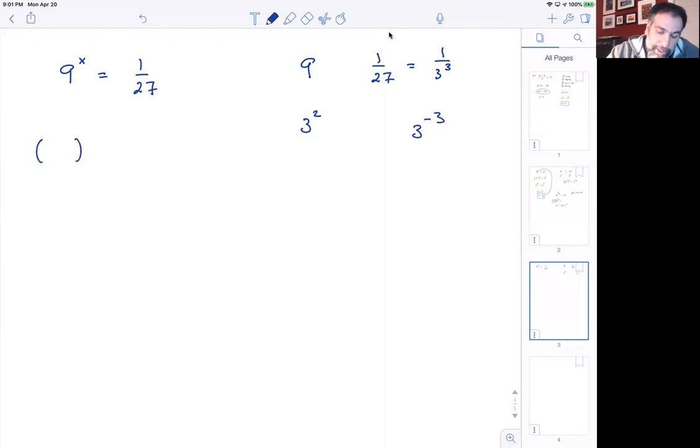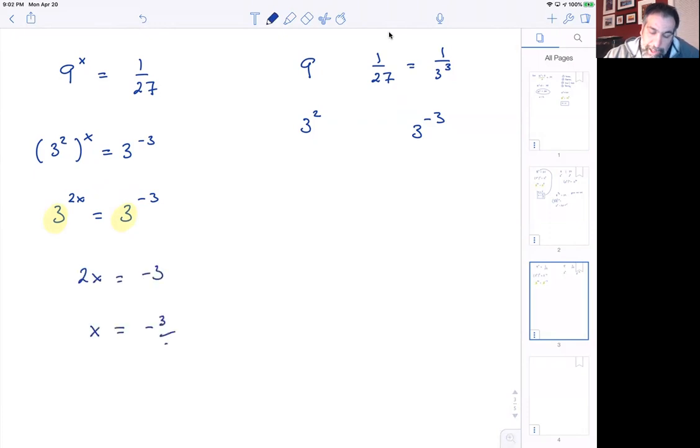So that's going to be 3 to the negative 3. Going back to the original equation, 9 raised to the x is really 3 squared raised to the x, and 1 over 27 is 3 to the negative 3. That's going to give me 3 to the 2x equals 3 to the negative 3. At this point in time, I have got common bases. So if the bases are equal, the exponents must be equal. So 2x equals negative 3, which tells me that x equals negative 3/2.